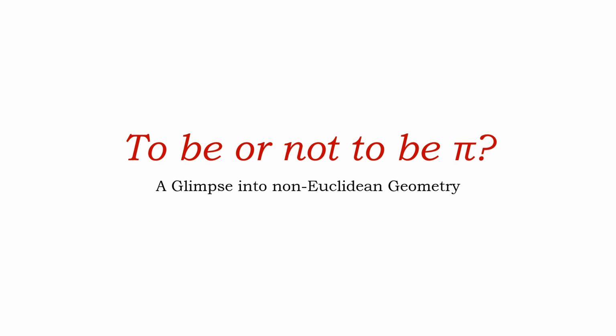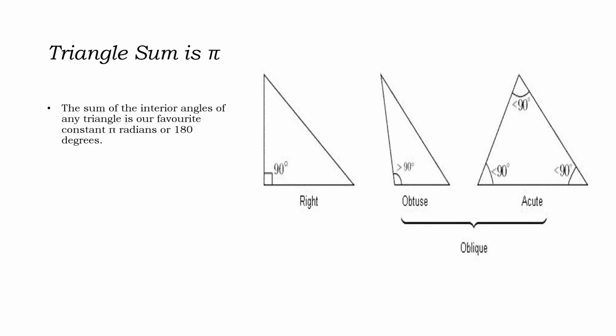One of the very first encounters of pi happens in school when we learn that the interior angle sum of any triangle is pi radians or 180 degrees. But does it always happen? The answer, as you have already guessed from our initial question, is not always.